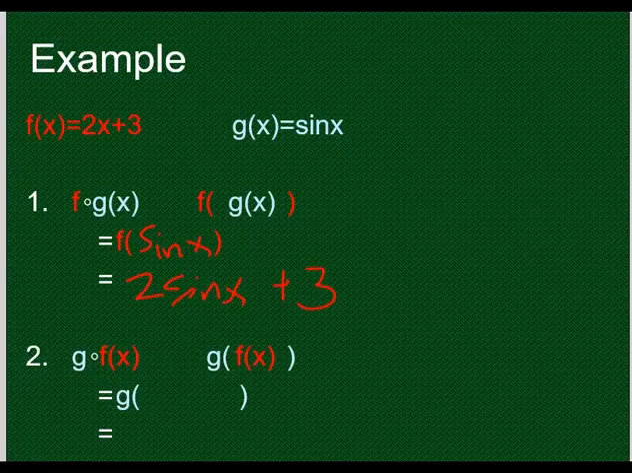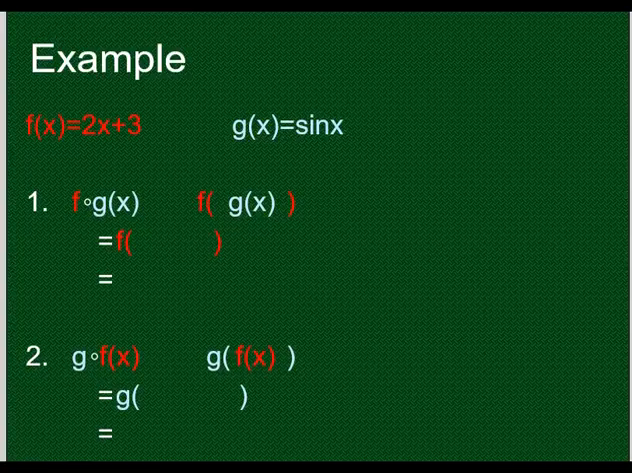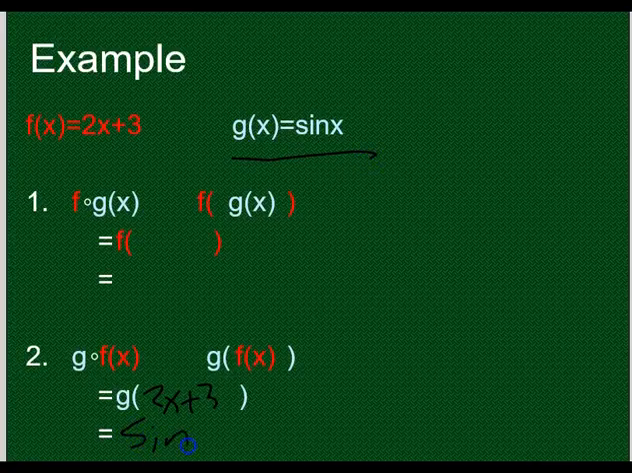All right, you complete the 2 steps on number 2. Well, for g composed with f, we'll just take f and plug it in for whatever we're taking the sine of. Okay, so it's going to be g of 2x plus 3. And g, you see, is taking the sine of something. So the function would be take the sine of 2x plus 3.